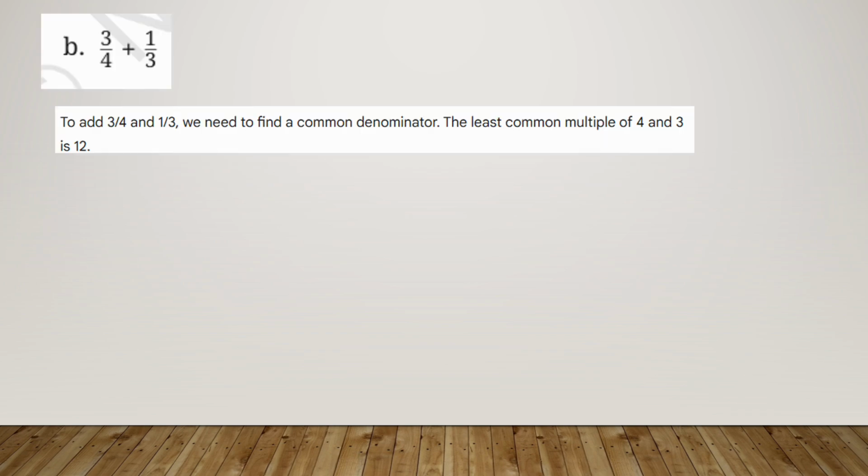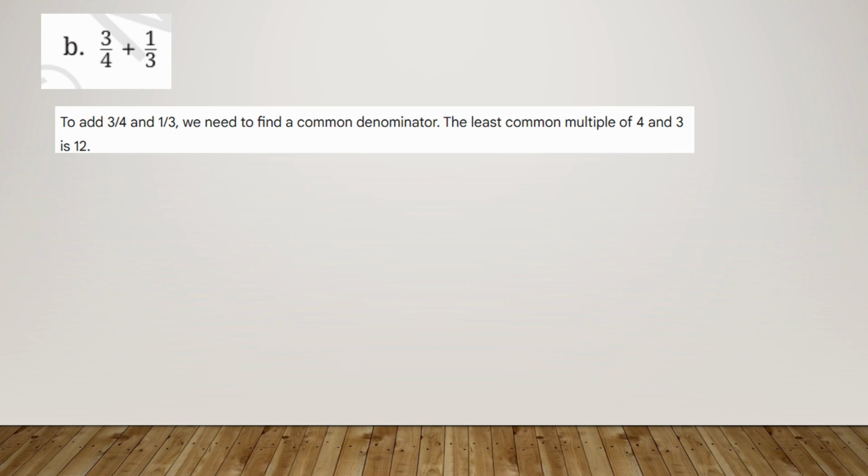Next one, 3 by 4 plus 1 by 3. To add 3 by 4 and 1 by 3, we need to find a common denominator. See here, the denominators are different. In 3 by 4, the denominator is 4 and in 1 by 3, the denominator is 3. There is no common denominator, so we have to find a common denominator.